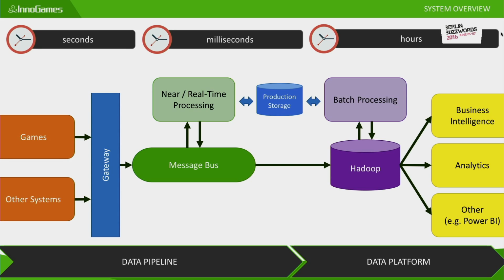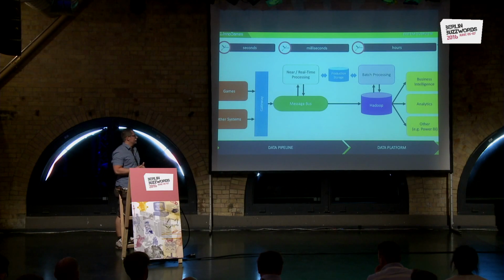And then in the end, we have Hadoop, of course, for distributed storage and distributed processing. And we are mainly doing batch processing in that area. You can see that we have different systems connected to our Hadoop cluster. We have a business intelligence system based on SQL Server that is fetching the data from Hadoop. We also have a great analytics department, with data scientists, and they are working with the data day by day. And of course, we have other systems such as Power BI, for example, or Tableau.